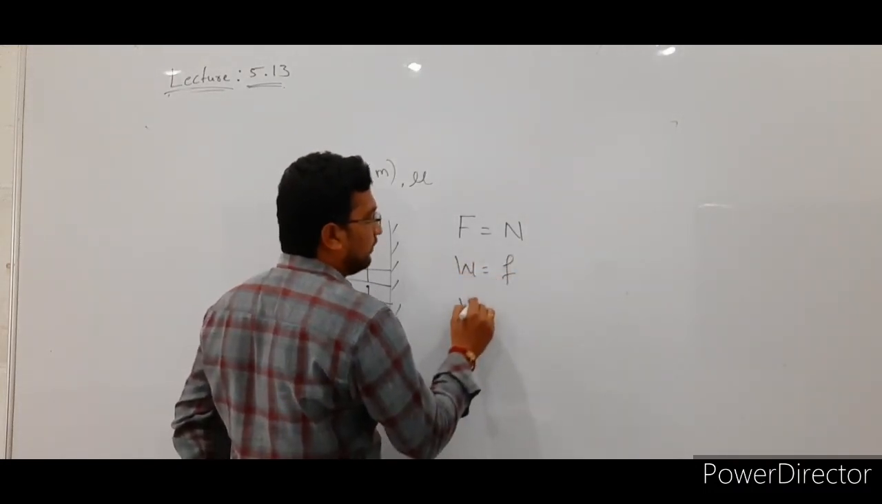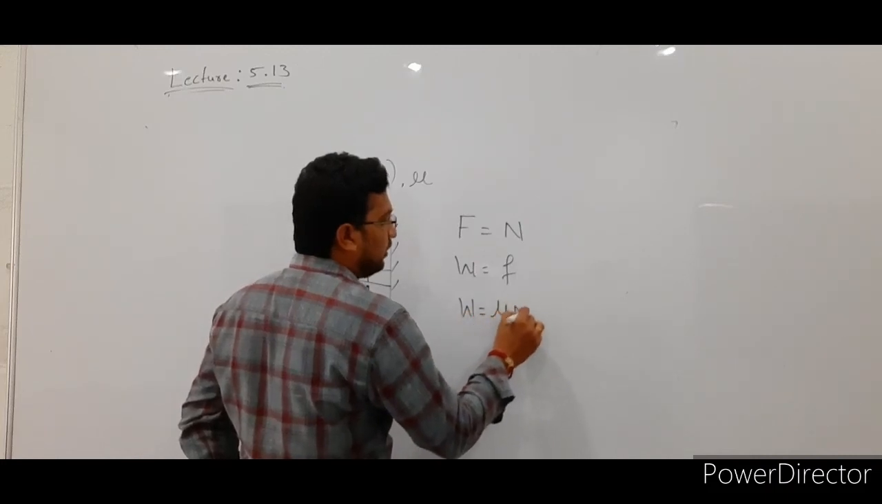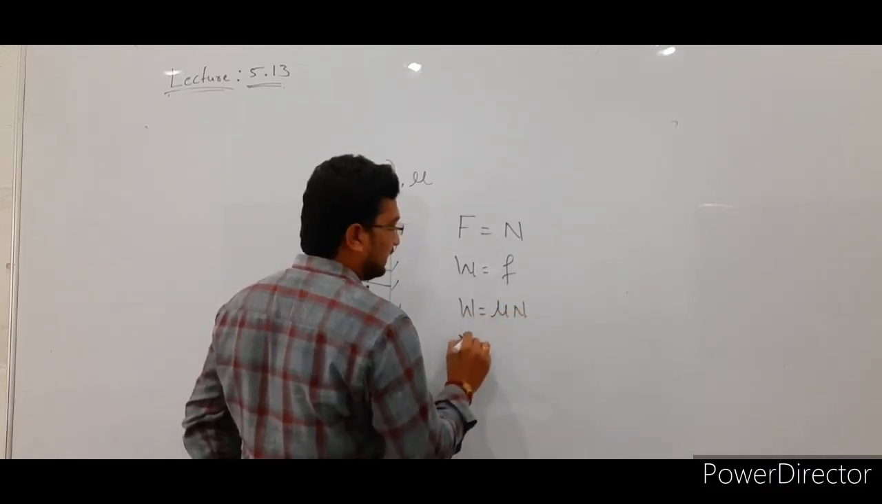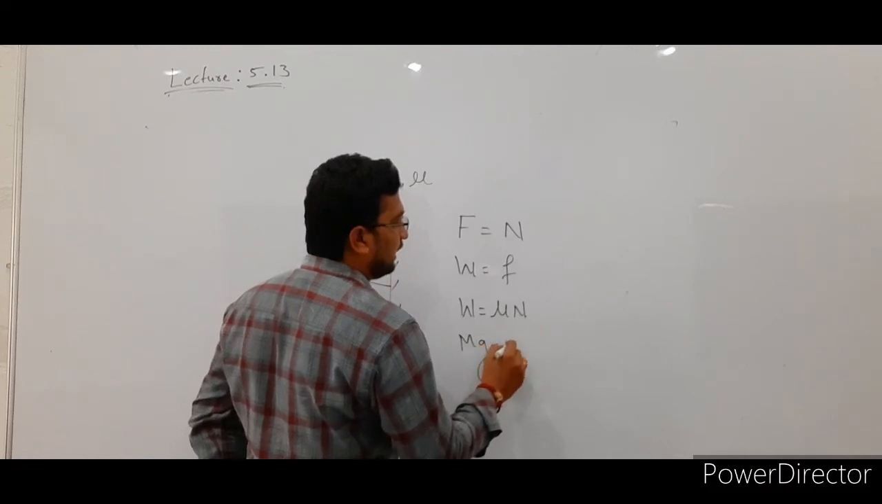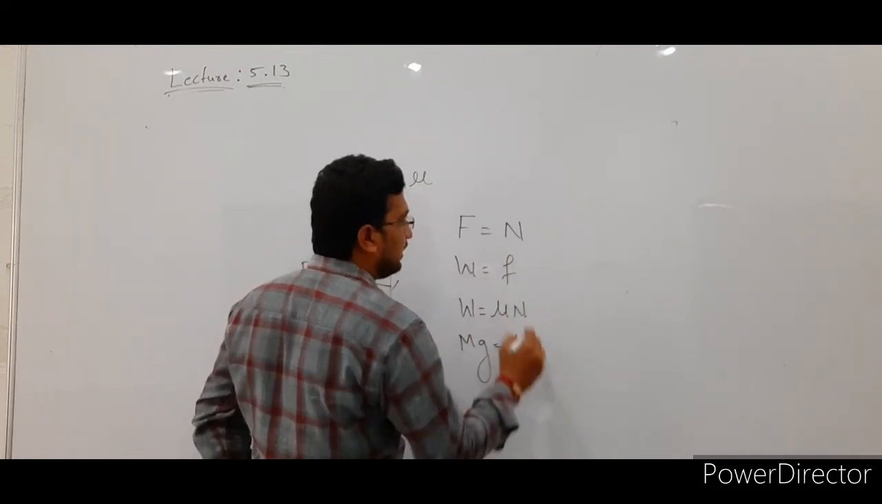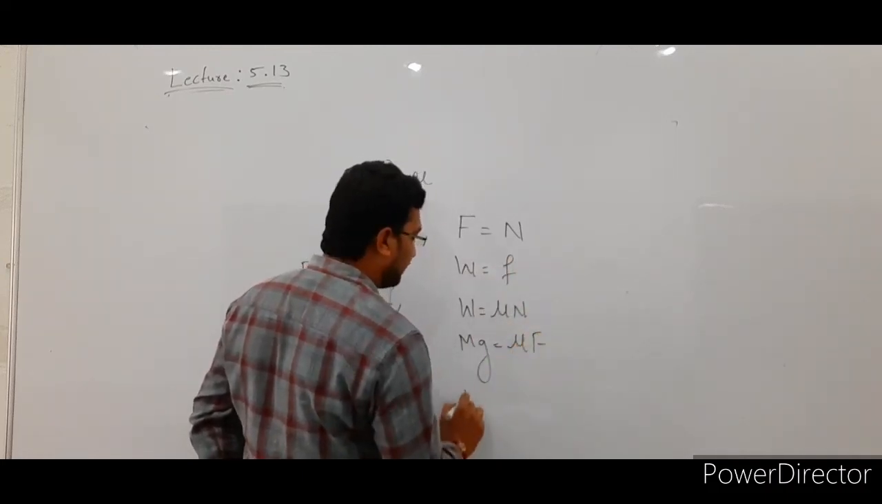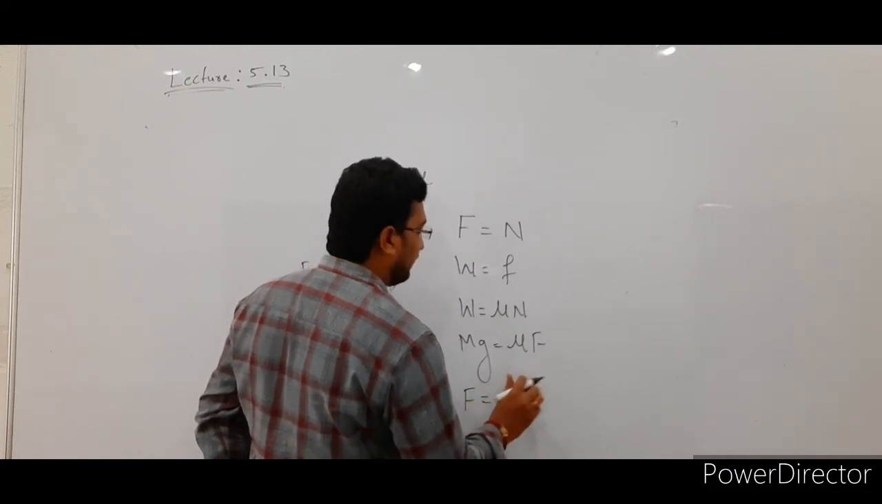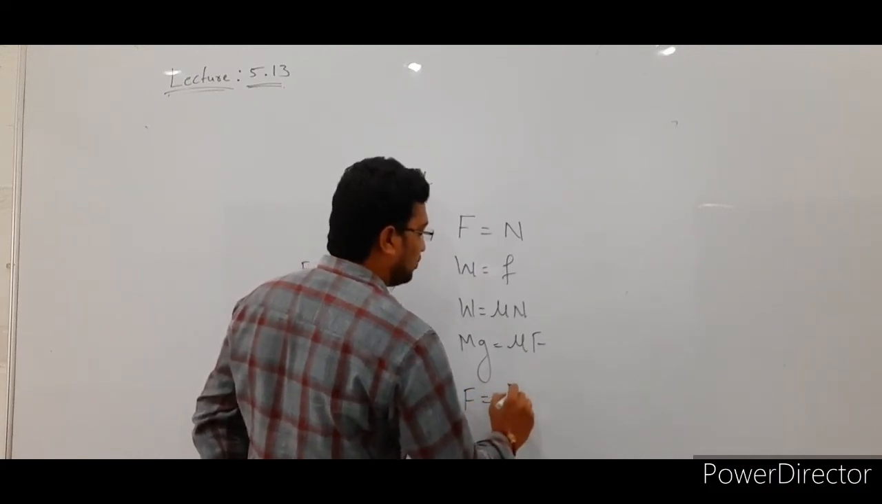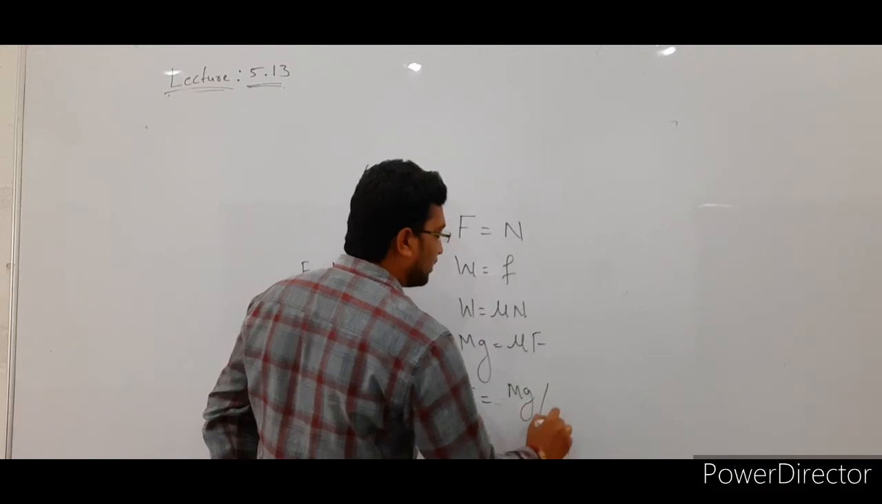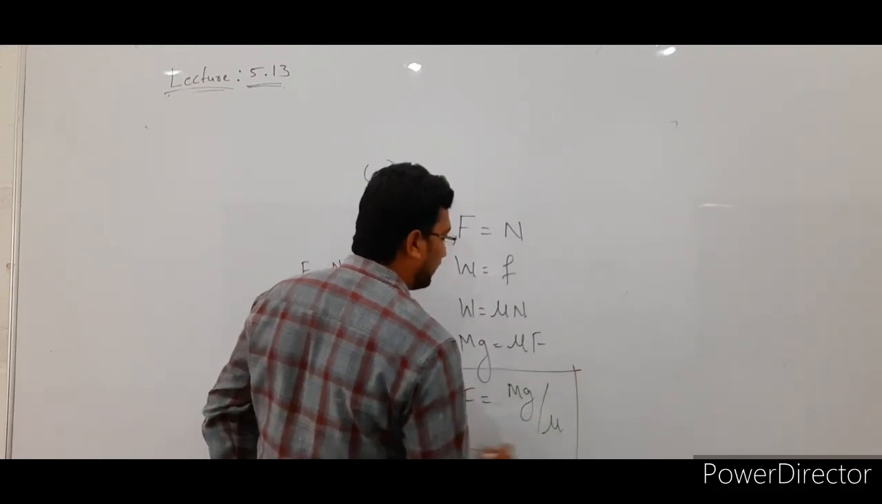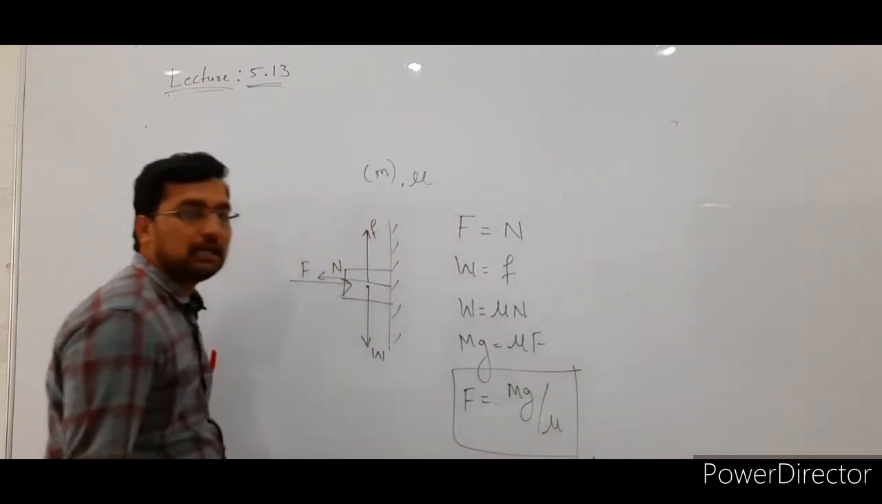Weight is equal to friction force, that is mu into N. Weight is nothing but mass into acceleration due to gravity. So mg is equal to mu into N, and the N value is F. So from this one, F is equal to M into G divided by mu. So this is the minimum force we require to keep the body under equilibrium.